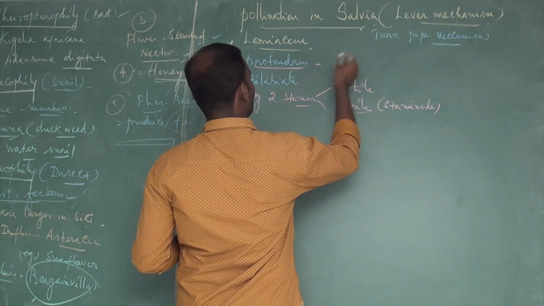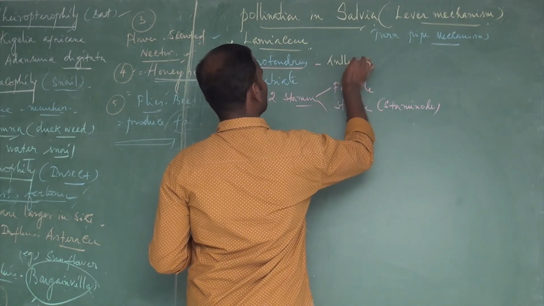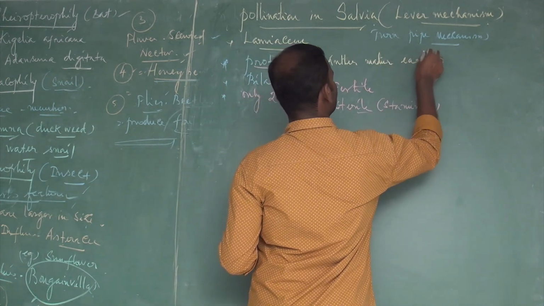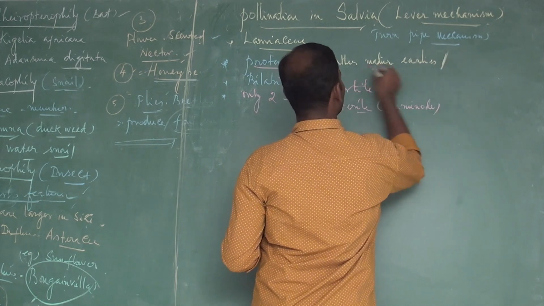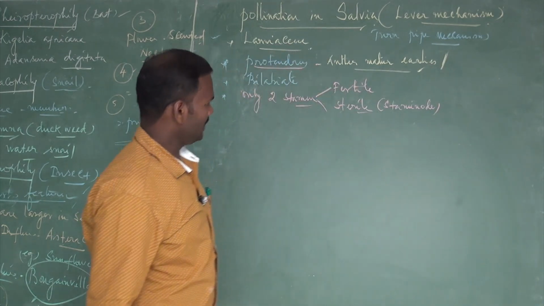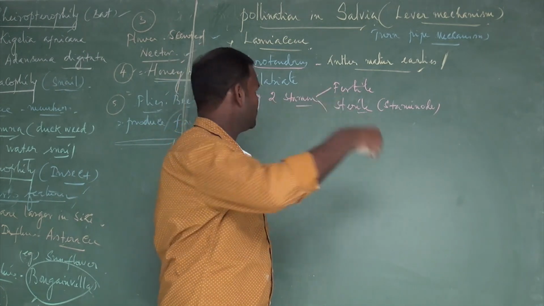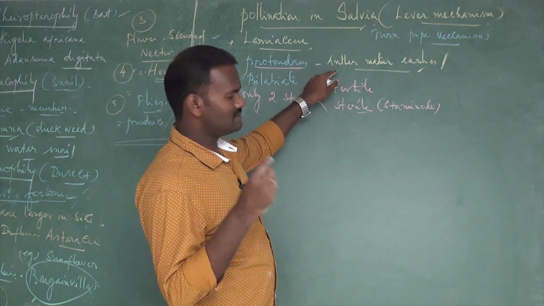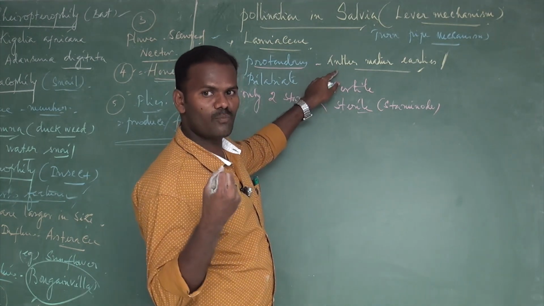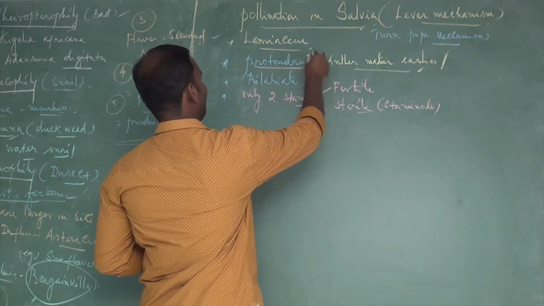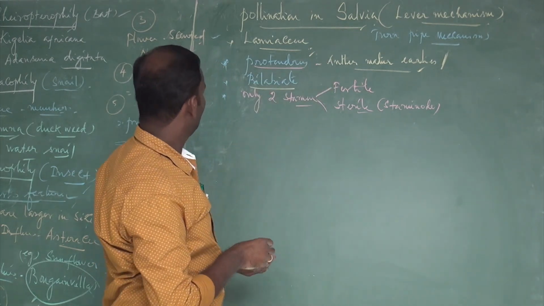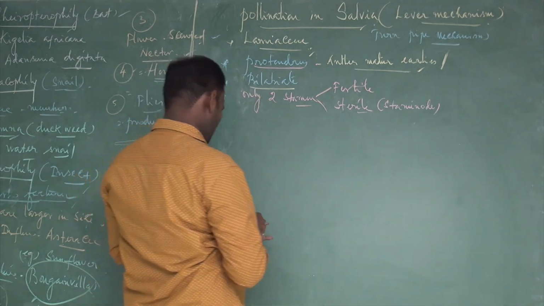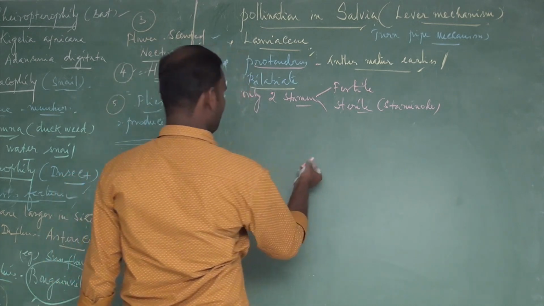In protandry, the anthers mature earlier than the gynoecium. Even if the pollen grains reach the stigma of the same flower, they cannot germinate because the stigma is not ready to receive the pollen grains for germination. This is called protandry. In bilabiate, the corolla, or the second whorl, is divided into two lip-like structures. Let us understand by taking a diagram.